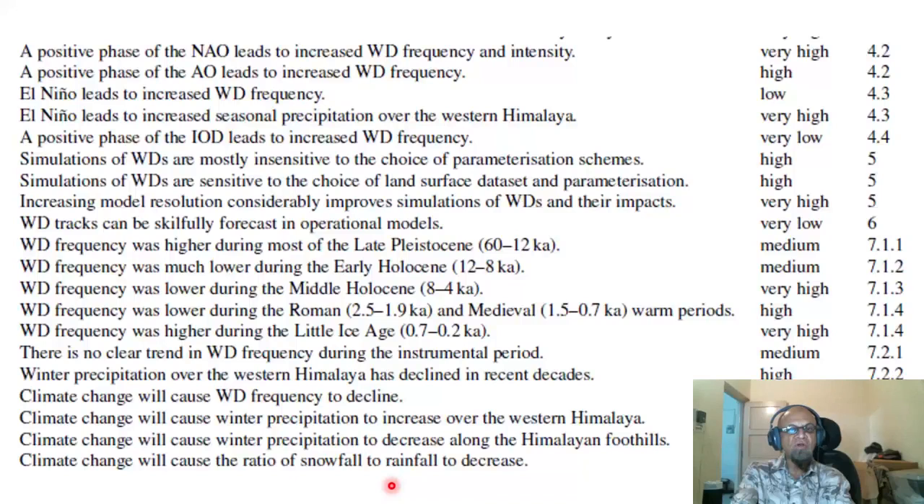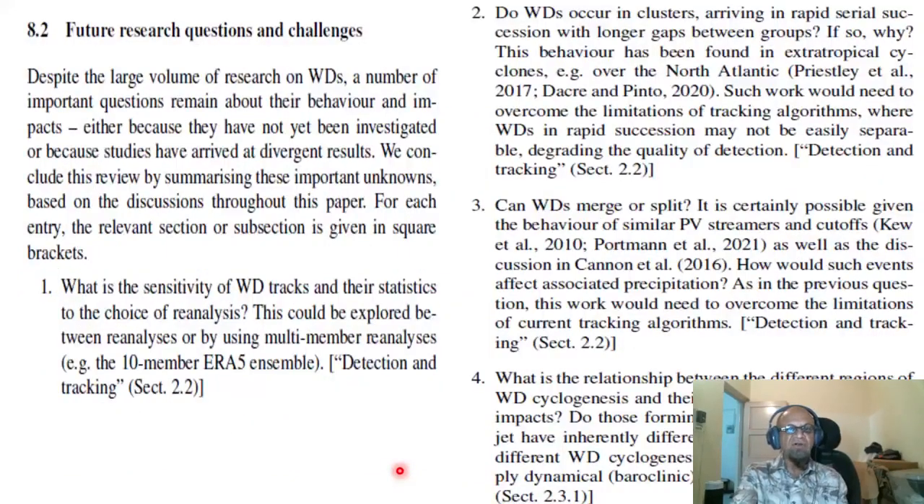Okay, lots more. I won't read all of them, but very low one here: climate change will cause WD frequencies to decline. We saw the trend plot, but the confidence is very low. And another thing, a positive phase of IOD leads to increased WD frequency, very low confidence. And climate change will cause the ratio of snowfall to rainfall to decrease, very high. So with the warming, precipitation may increase, as I said, but it could be coming at the cost of snowfall. So that may be having other challenges that we will have to deal with.